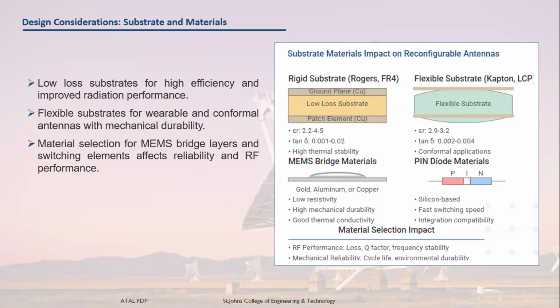But we are talking only about the structure of the patch antenna, how we change it. We were not talking about the substrate. Even the frequency of operation can be changed by changing the properties of the substrate, like flexible substrates and rigid substrates. I can use MEMS as bridge materials. So this is another way of changing the frequency, not through the structure of my patch, but even by changing the substrate material characteristics. Substrate materials impact reconfigurable antennas.